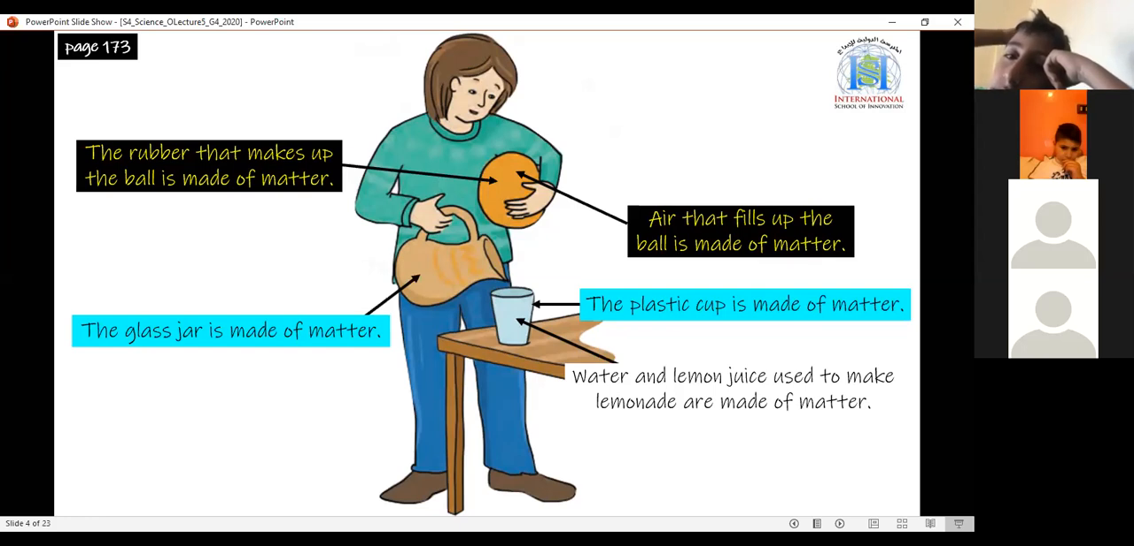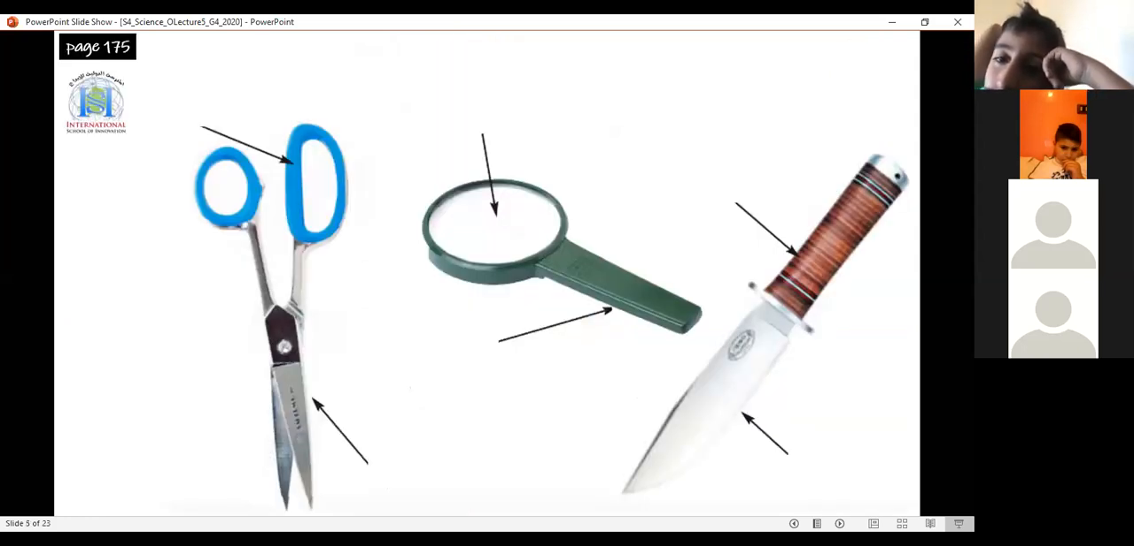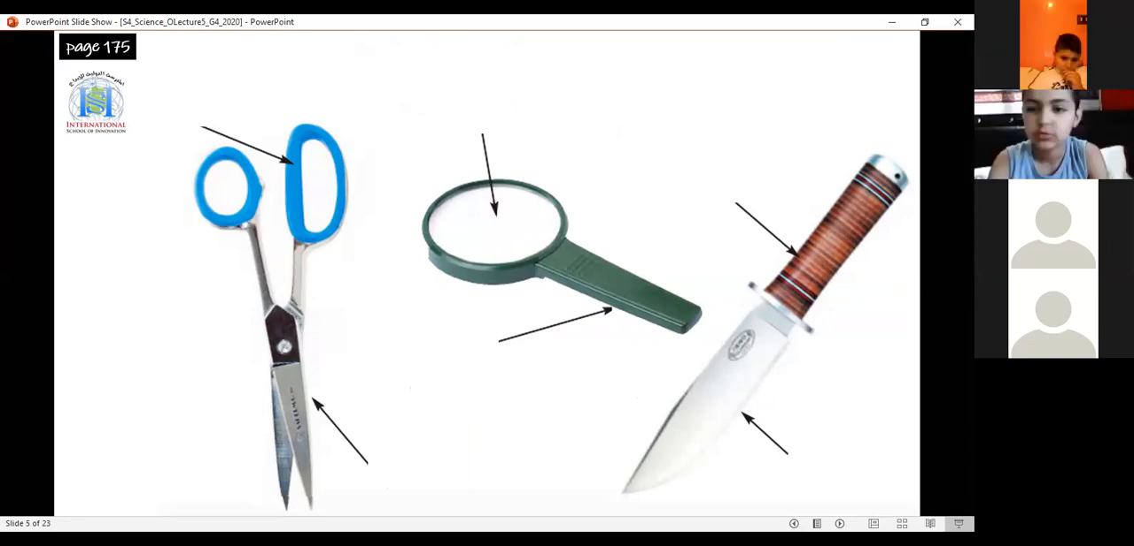Okay, thank you, Marlon. So the girl herself, you, are made of matter. Are all things or objects made of one kind of matter, like the table? Tables are made of wood. No. More than one. One or more. That's right.